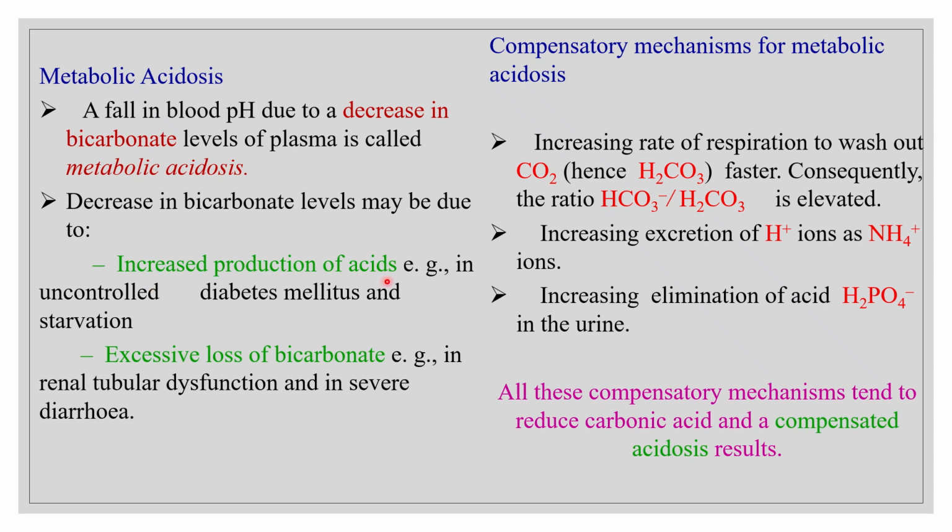So, increased production of acids. How or when is the bicarbonate level decreased? It is due to increased production of acids, like in uncontrolled diabetes mellitus and starvation. These are two very common conditions in which we can observe the state of metabolic acidosis. And also excessive loss of bicarbonate from the renal tubules due to renal tubular dysfunction, and in severe diarrhea. So these are the major causes for a decrease in the bicarbonate level.